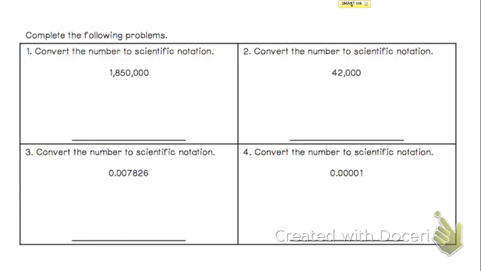So, looking at 1, 2, 3, and 4, we're going to complete the following problems. Number 1 asks me to convert the number to scientific notation. So I have 1,850,000. My first question to myself is going to be: is the number greater than 1 or smaller?